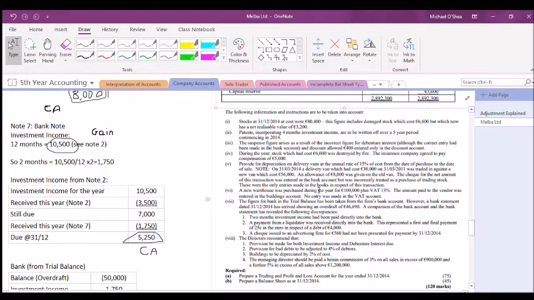A new warehouse, obviously buildings, was purchased during the year for 100,000 plus VAT of 13%. So the buildings are 100,000, and there is an additional plus VAT. If something's plus VAT, that means the VAT is not included in this 100,000. Obviously, 13% of 100,000 is 13,000. So the building itself is 100,000, and the VAT is 13,000.